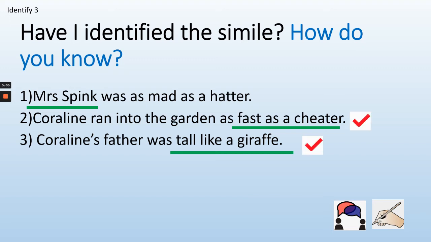Okay. So, Mrs. Spink is underlined. That is not a simile. As fast as a cheetah. Yeah, we've used as and compared fast and cheetah. Tall like a giraffe. Tall like a giraffe. We've got the like in there. Excellent. We've identified the similes.